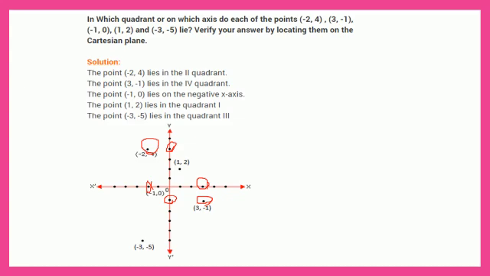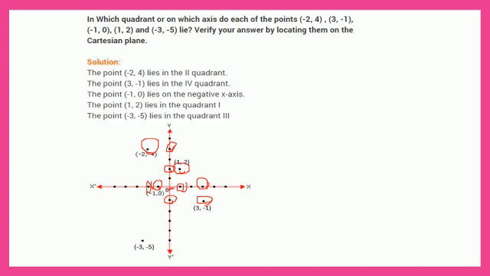Then third point minus 1 comma 0. So the x-axis value is minus 1 and the y-axis value is 0. So it will be on the negative x-axis. Then fourth point 1 comma 2. So the x-axis value is 1 and the y-axis value is 2. So it will be the first quadrant. So both are plus, 1 comma 2. X-axis and y-axis both are plus.